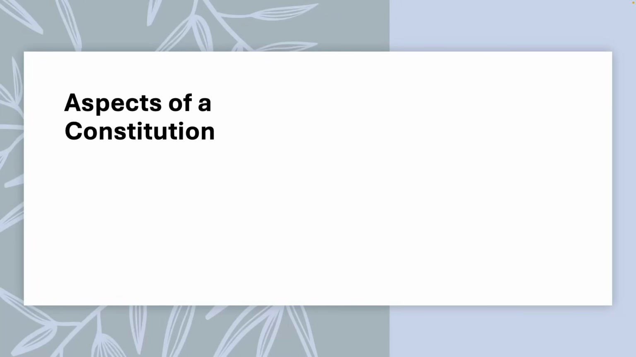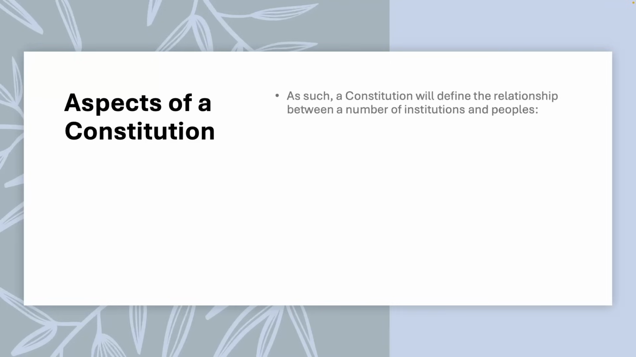And so fundamentally, understanding what a constitution is involves having an understanding of the ideas of power, the ideas of structure, the ideas of the relationship between institutions, the relationship between the institutions of government and the people who elect those governments. All of these things form into this idea of constitutional law. And so a constitution will define the relationship between a number of different institutions and different peoples. It will define the relationship between the people and the state.